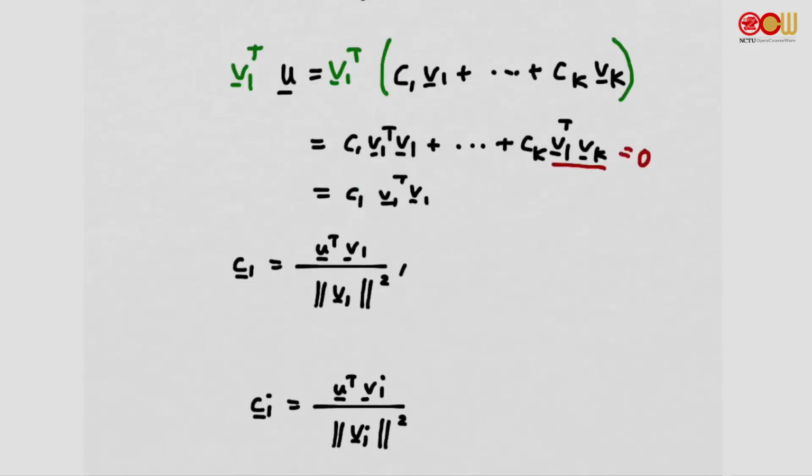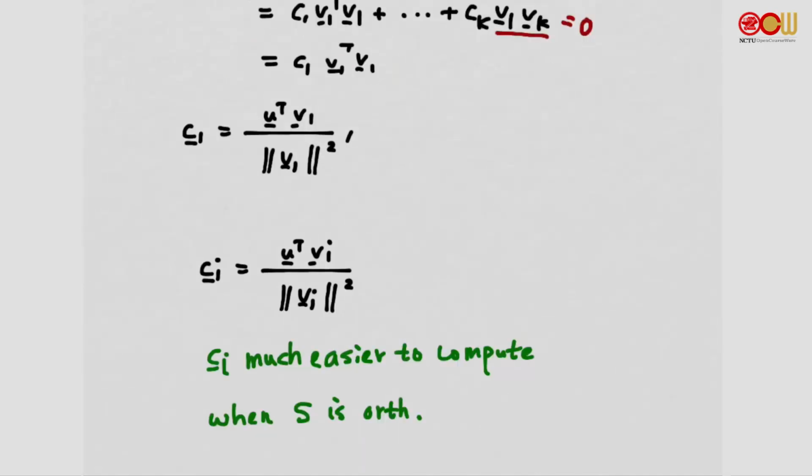Similarly, to obtain Ci, we can multiply both sides by Vi transpose here. Then we get Ci, and it's the dot product of u and Vi divided by the norm square of Vi. So we only need to do a dot product and divide it by the norm square. Then we get all the linear combination coefficients. There is no need of applying Gaussian elimination. In this case, these Ci coefficients are much easier to compute when S is orthogonal. In many applications of linear algebra, the basis that we use is an orthogonal basis because it's much easier to understand, and it's much easier to use as well.